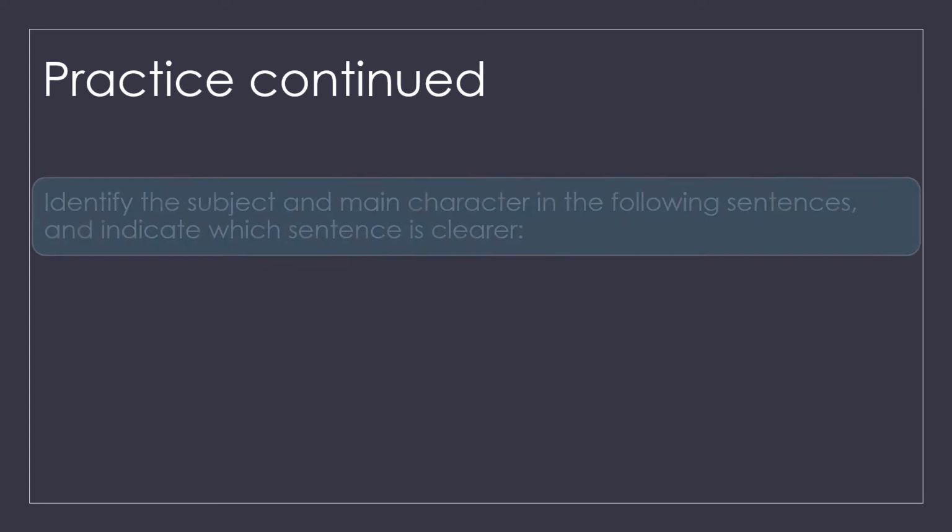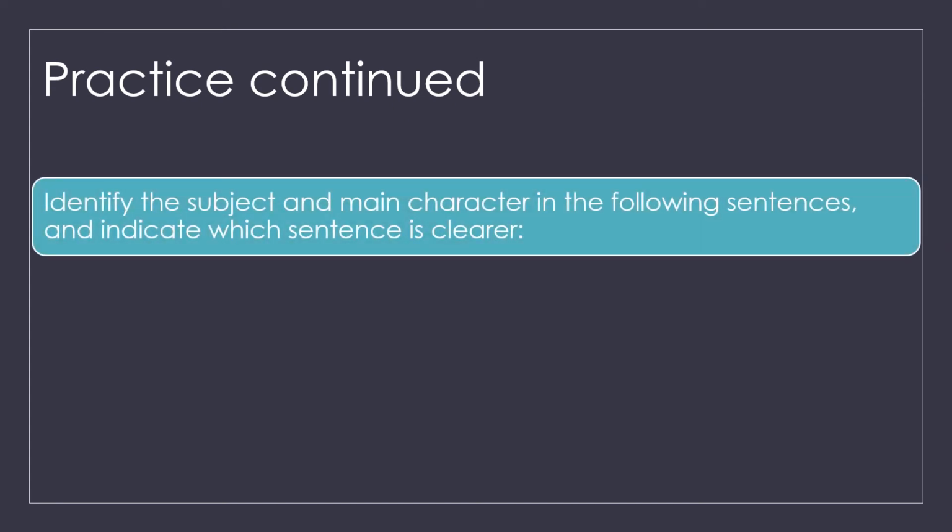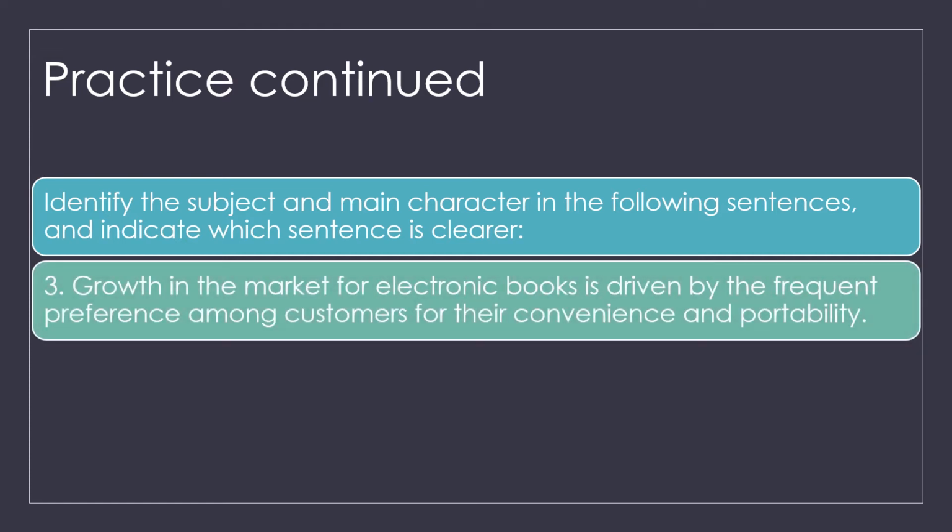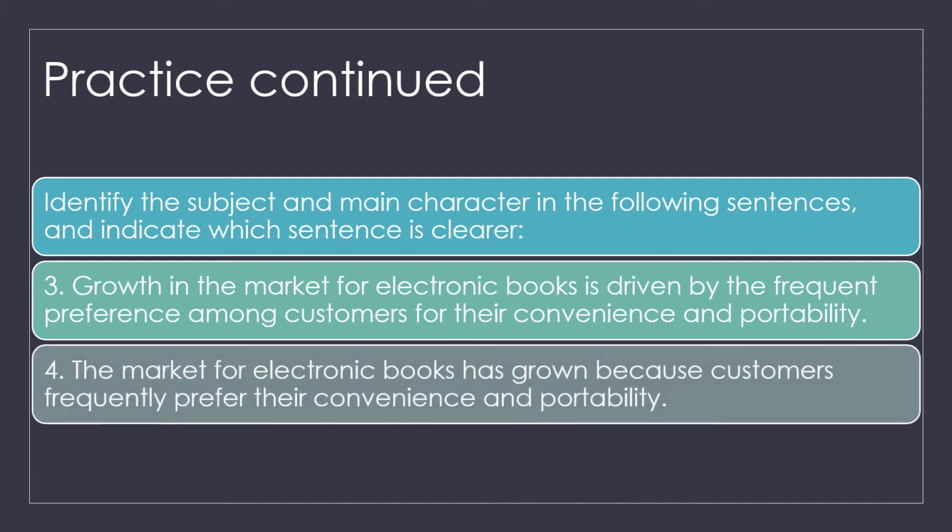Okay, let's do a couple more. Remember, we're identifying the subject and the main character and deciding which sentence is clearer. Number 3. Growth in the market for electronic books is driven by the frequent preference among customers for their convenience and portability. Or is it number 4? The market for electronic books has grown because customers frequently prefer their convenience and portability. Go ahead and pause the video and write down your answers in the notes. In the next slide, I will reveal the answers to both the previous slide and to this slide.